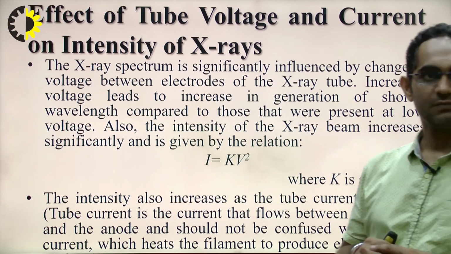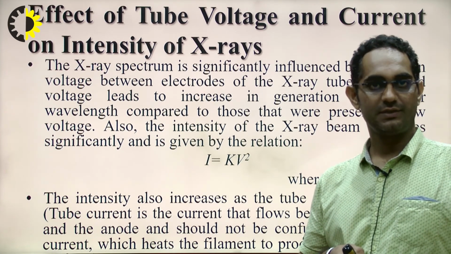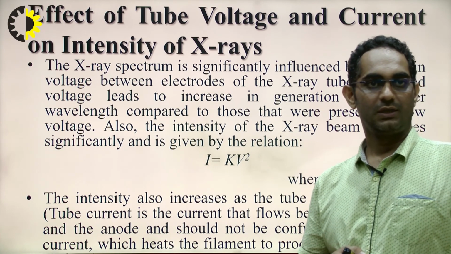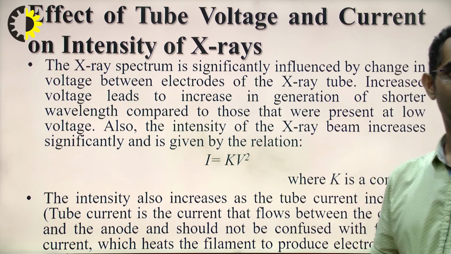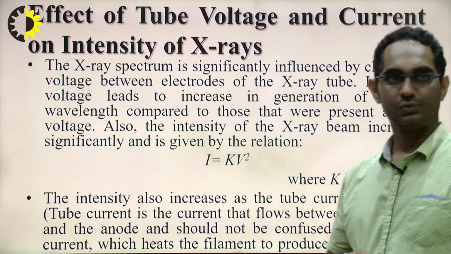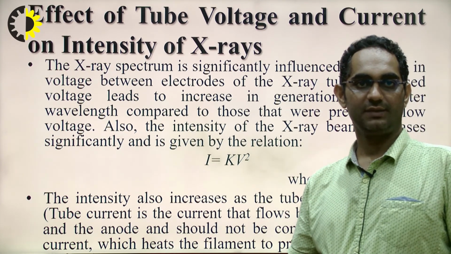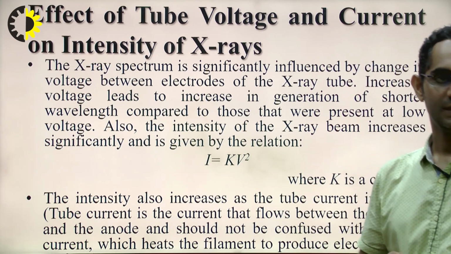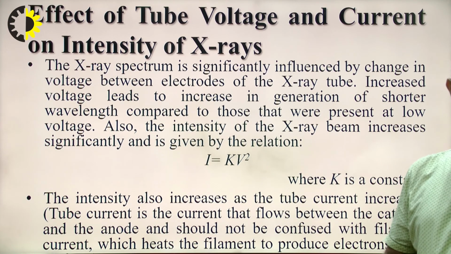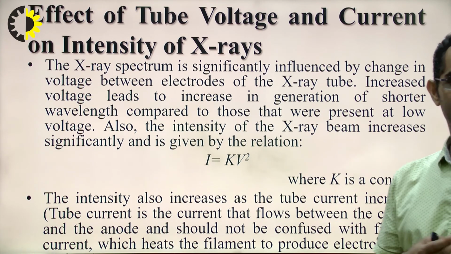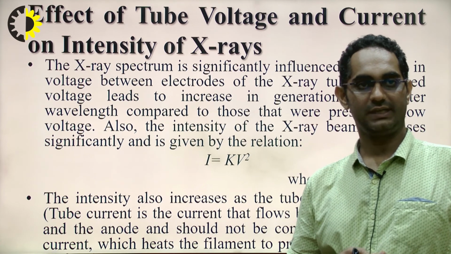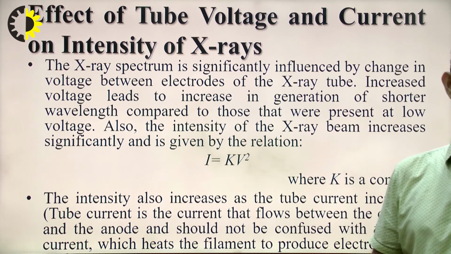Increased voltage leads to an increase in generation of shorter wavelengths compared to those present at low voltage. Also, the intensity of the X-ray beam increases significantly and is given by the relation I equals kV square, where k is a constant.